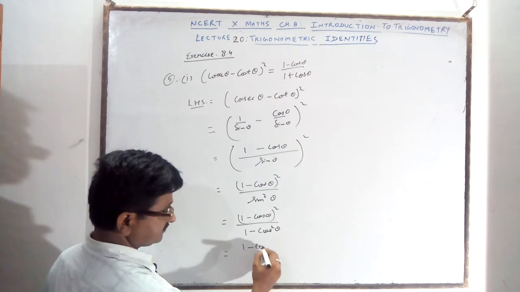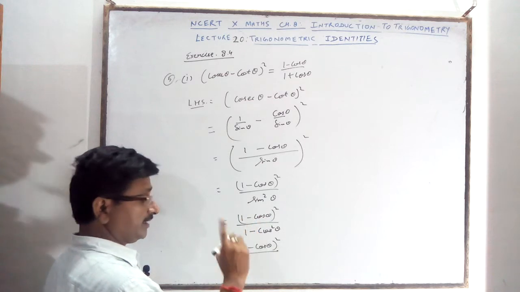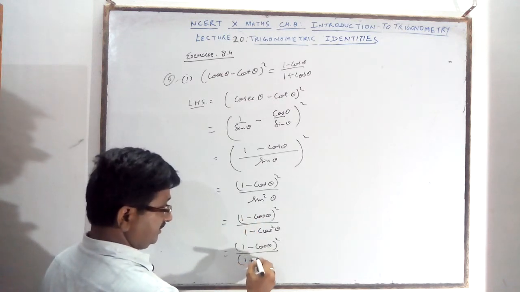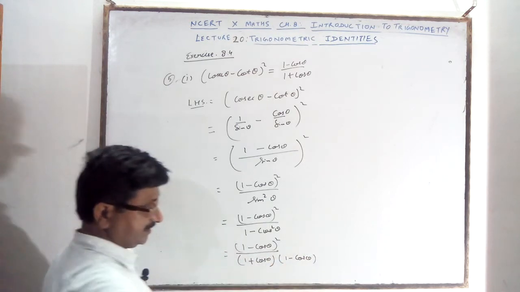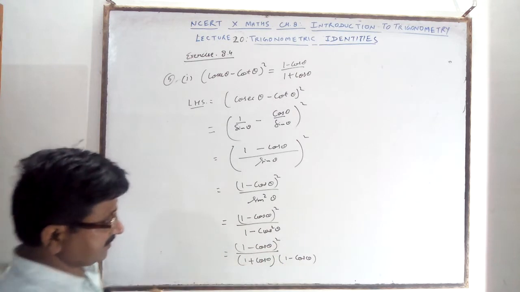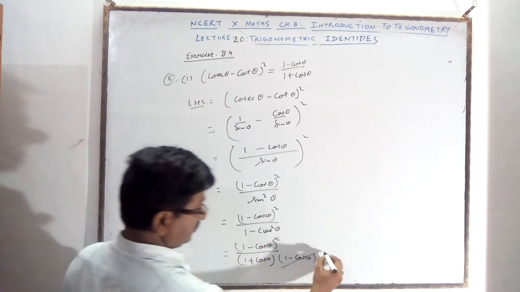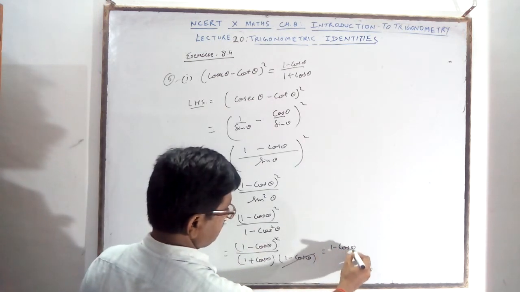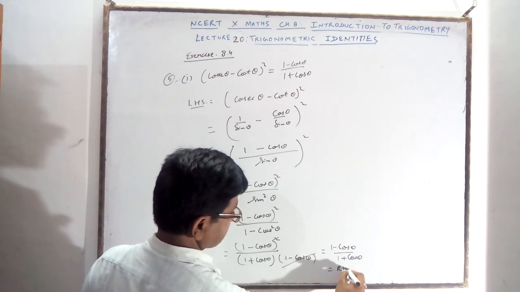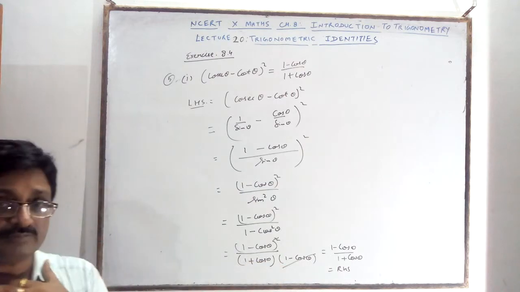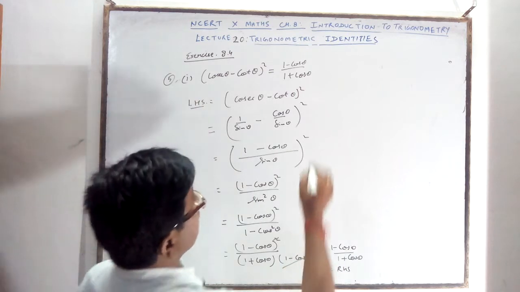Factorize this. Factorize the denominator by the formula a square minus b square: a plus b in one bracket, a minus b in another bracket. One bracket is common with the numerator, so this and this will be cancelled. Your answer is 1 minus cos theta upon 1 plus cos theta, which is your RHS. The power is cancelled by the power, meaning 2 times. So it is over.